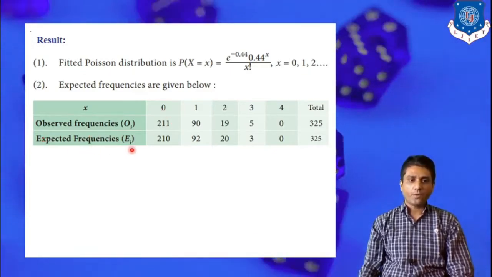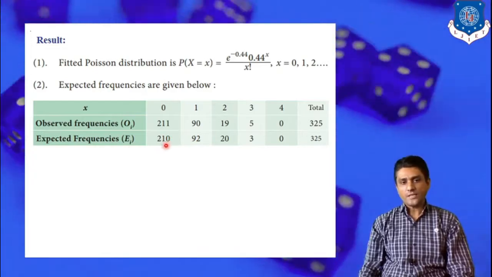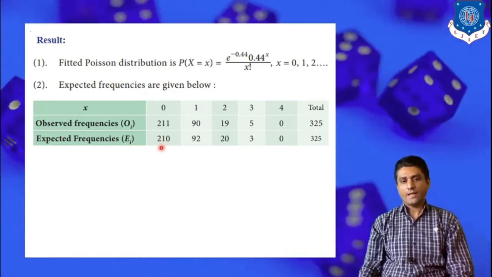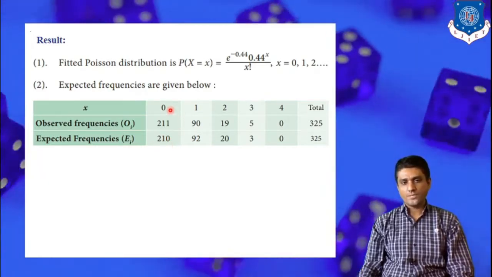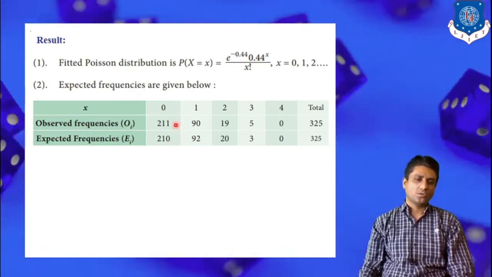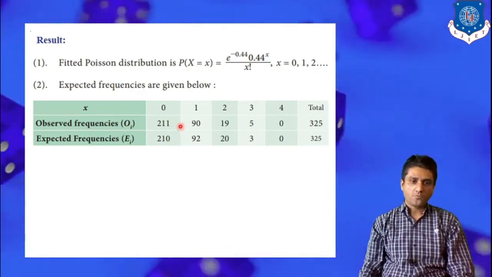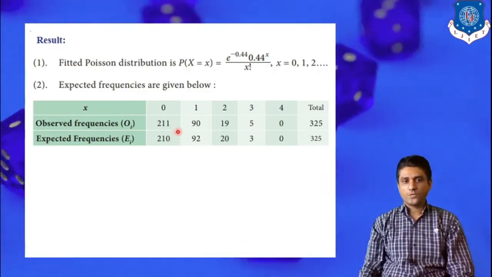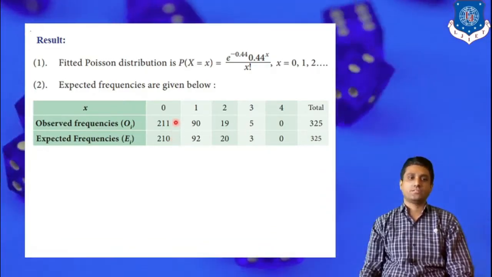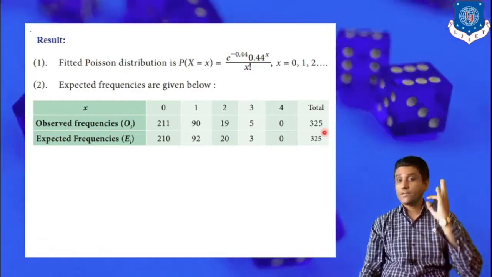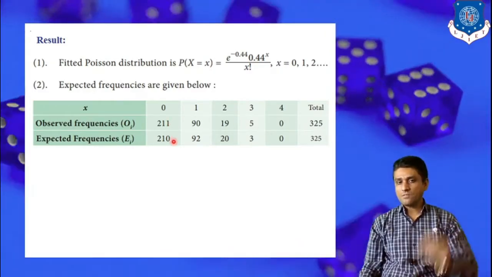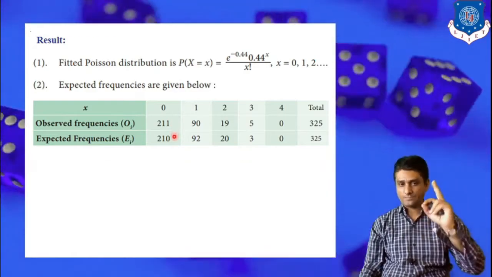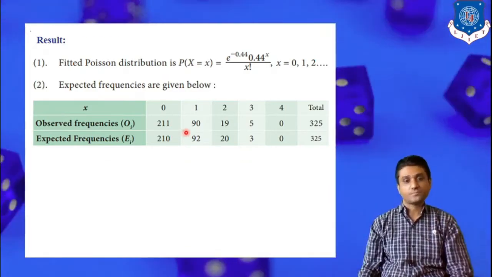But the expected frequency tells that there are about 210 pages where none of the mistakes is reported. So you have to see that the observed frequency and expected frequency with the help of this Poisson distribution are very near, because there are a total of 325 pages and there is just a minor change of only one page. Same thing.